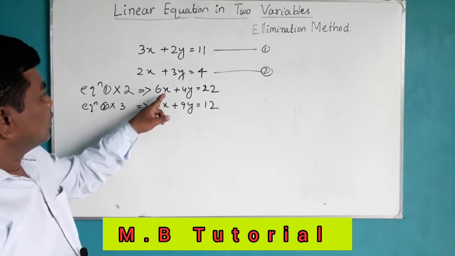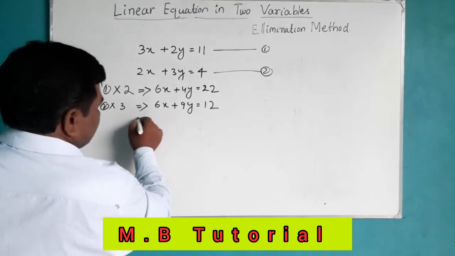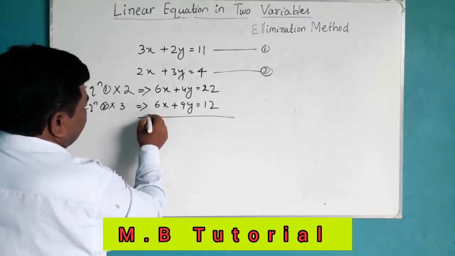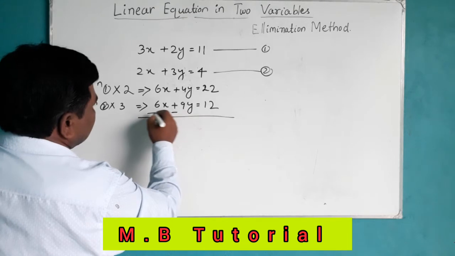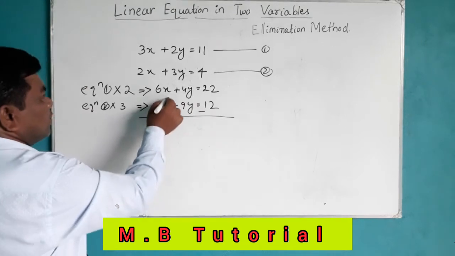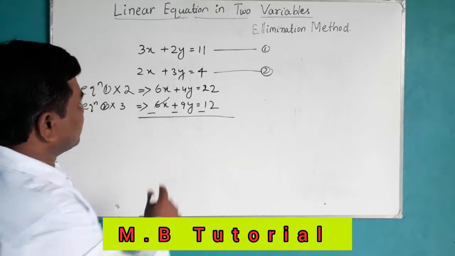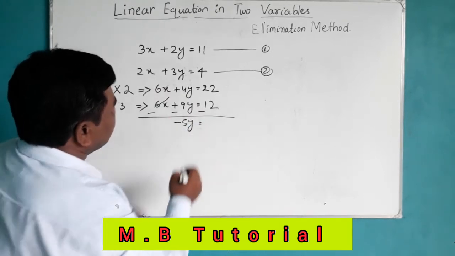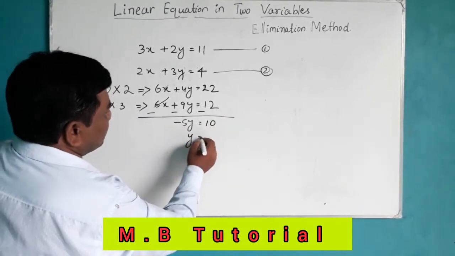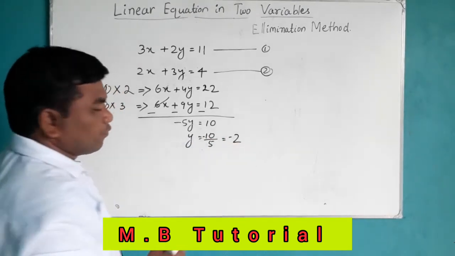Now the coefficients of x are the same. To eliminate this term, we need to subtract. By subtracting, the signs change: plus becomes minus. Now these two terms are eliminated. 4y minus 9y is minus 5y, and 22 minus 12 is 10. So y is equal to 10 by minus 5, which equals minus 2.